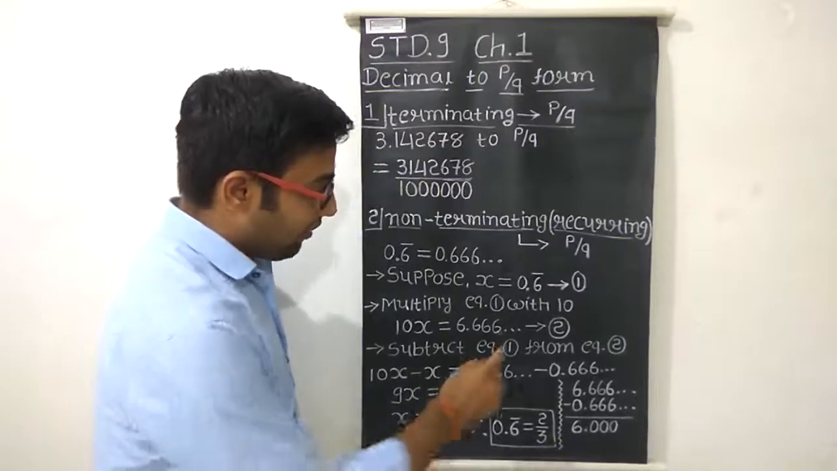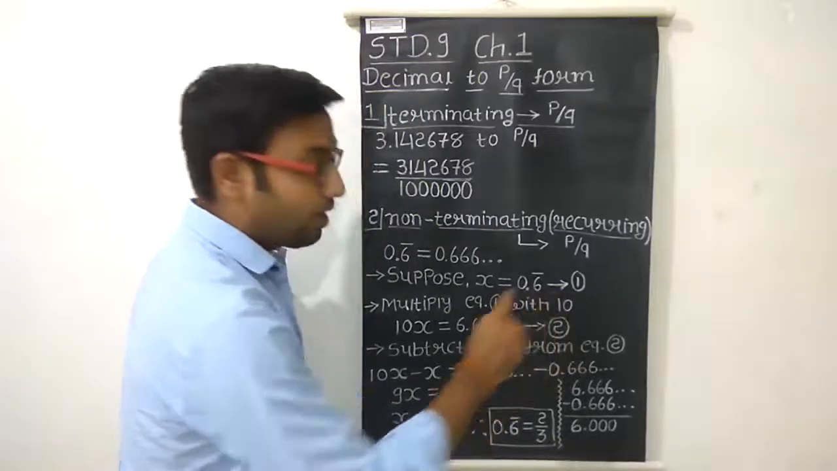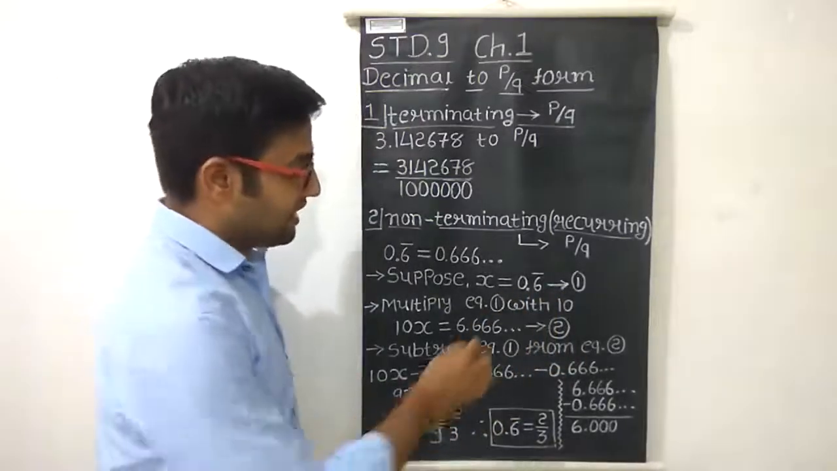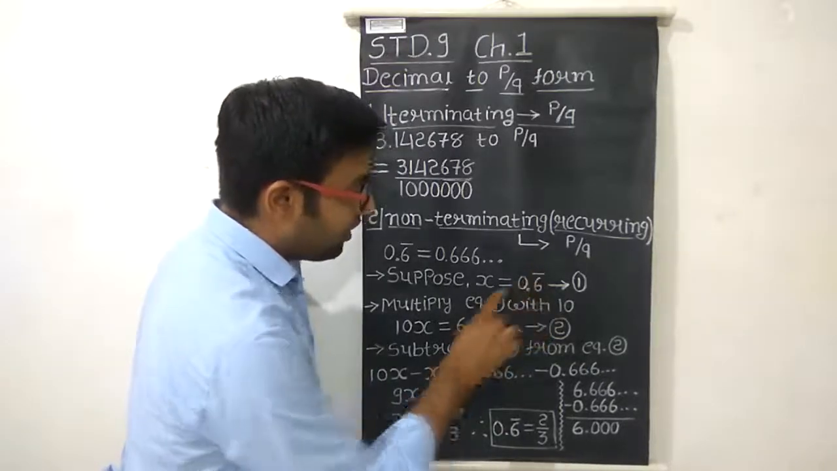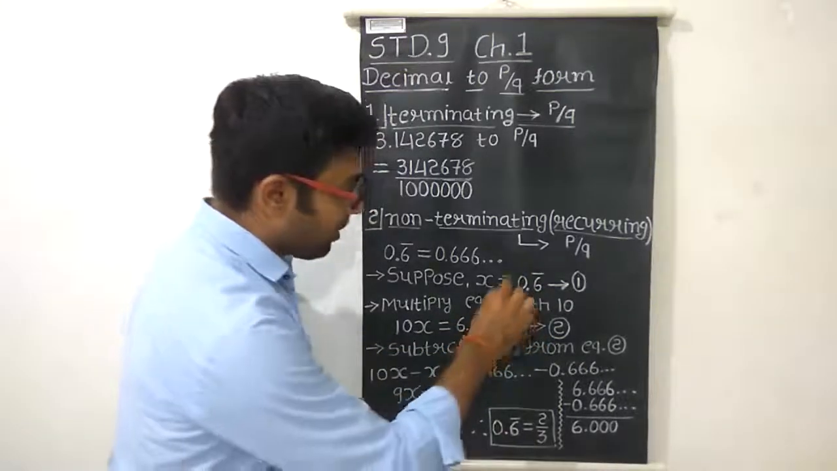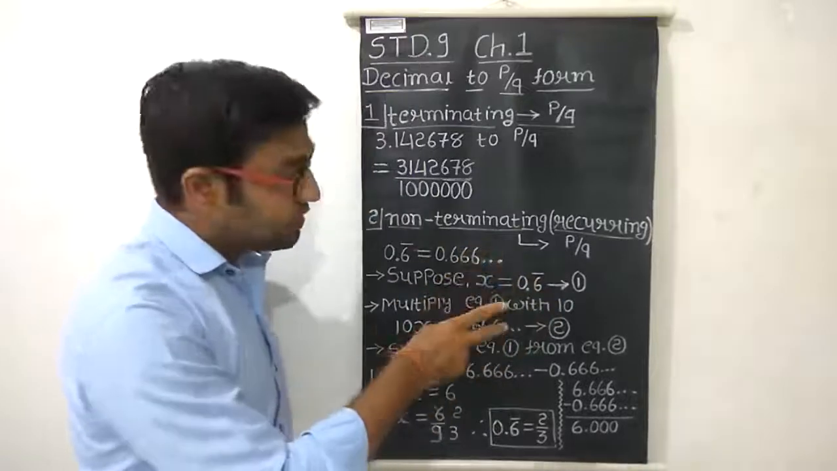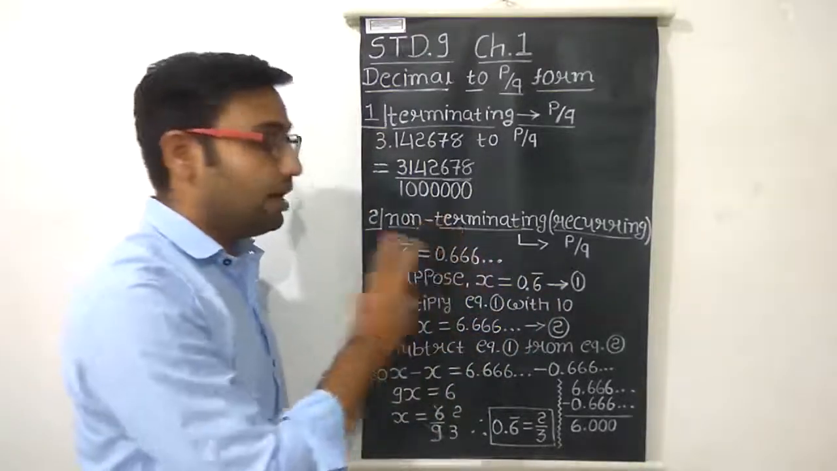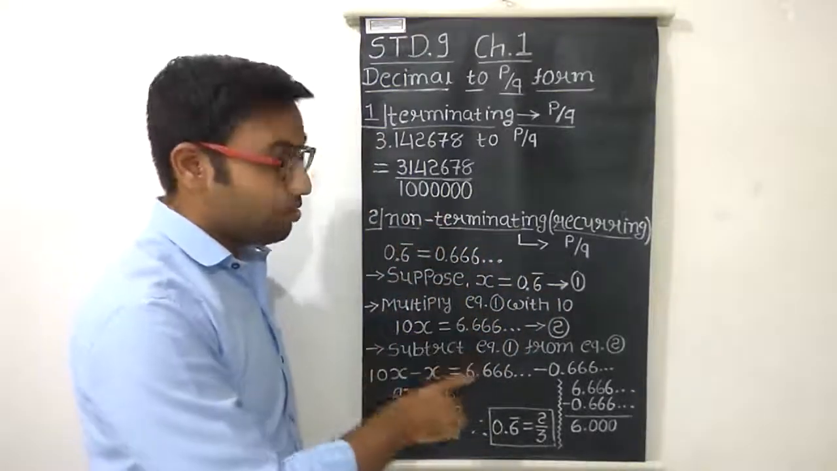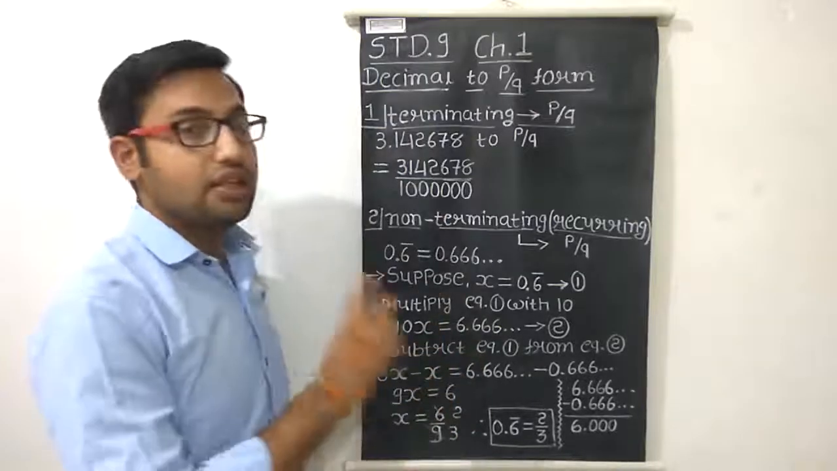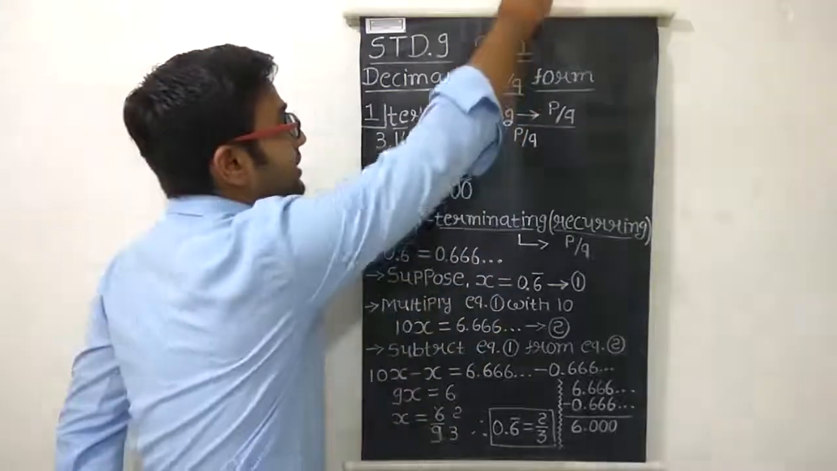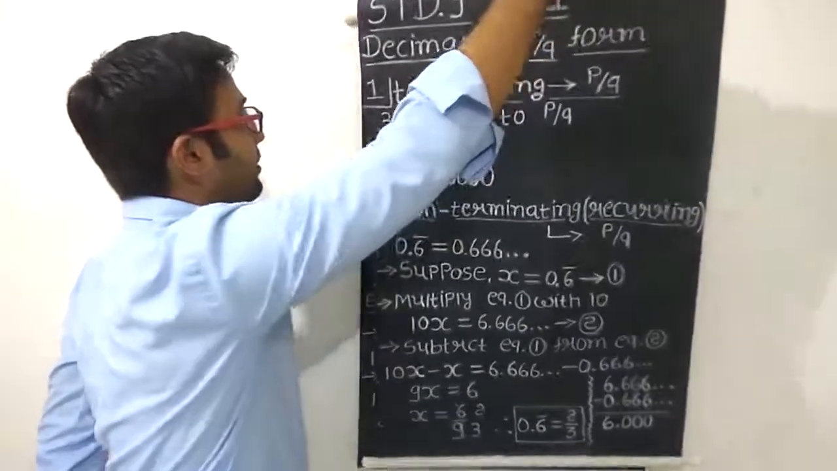So here now you know why we multiply only with 10, because there is a bar on only one digit. If there is a bar on 2 digits in the given question, we have to multiply it with 100. If there is a bar on 3 digits, we have to multiply it with 1000. Okay, we will see the next example.